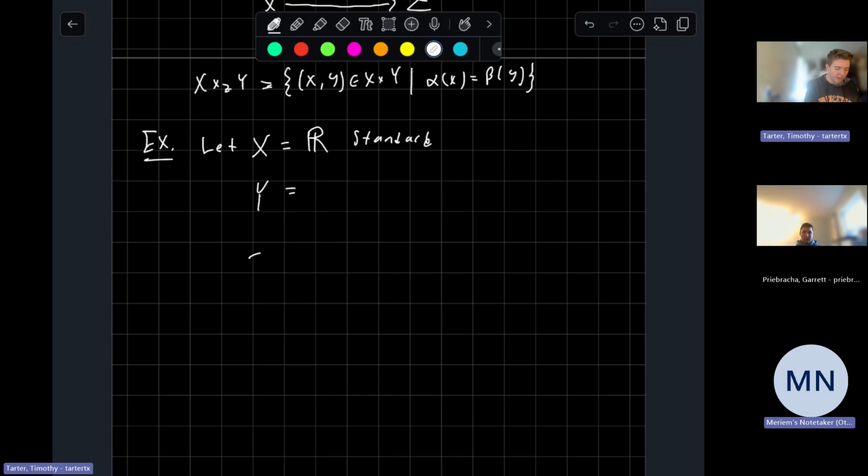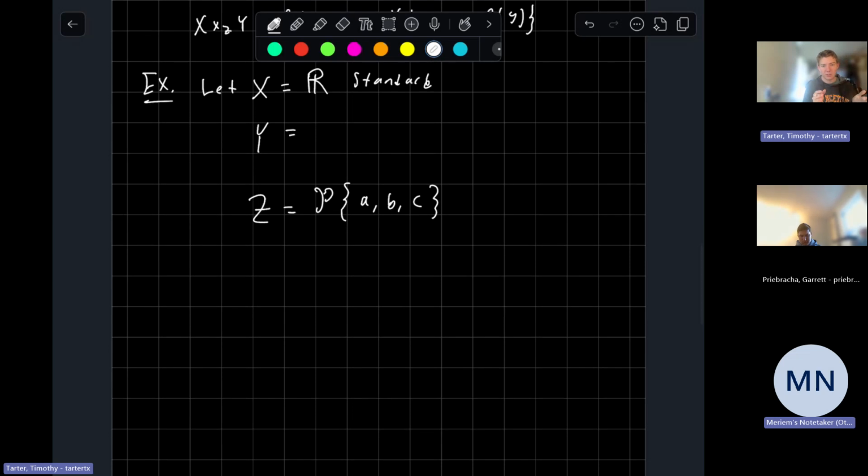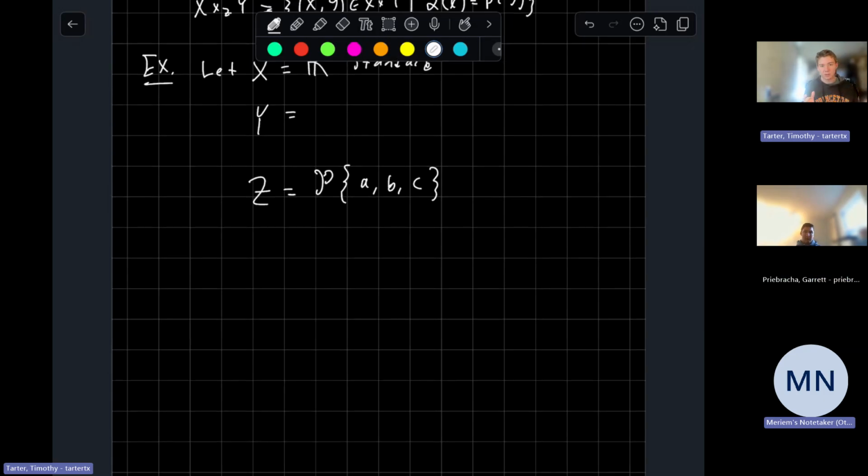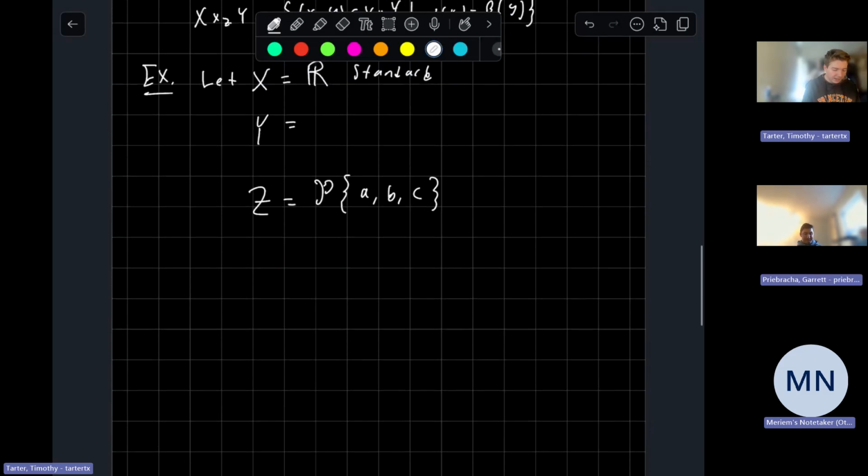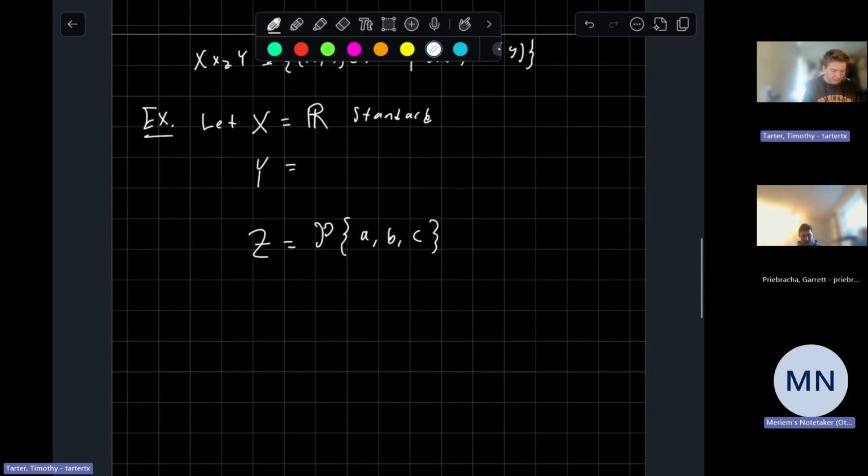So I'm going to go ahead and pick out Z first, and I'm going to call it the power set of A, B, and C. Meaning that we have all of our singleton sets, we have pairs of each of the three, we have all three, and we have the empty set. So the power set is the easiest way to define a topology. It's actually called the discrete topology.